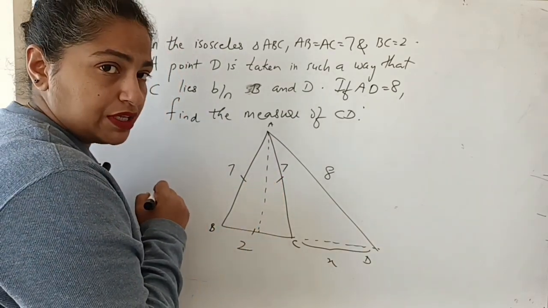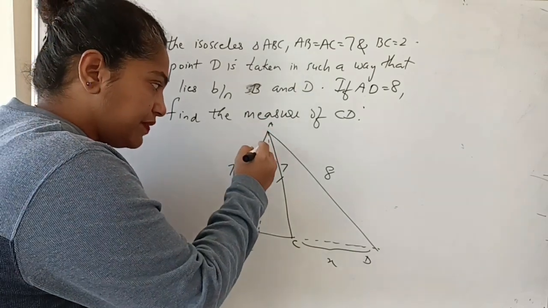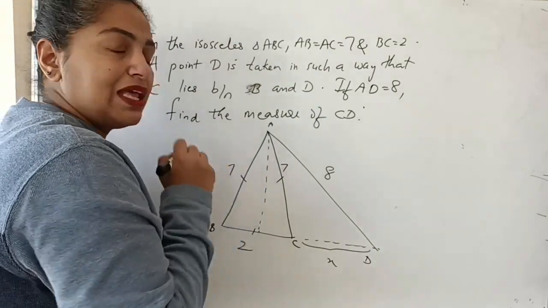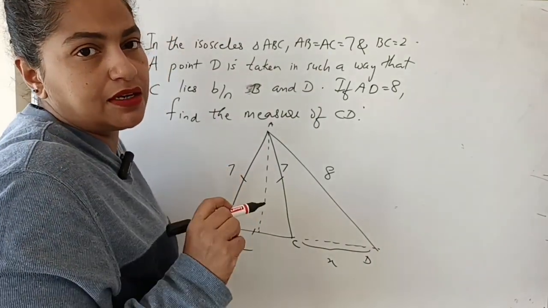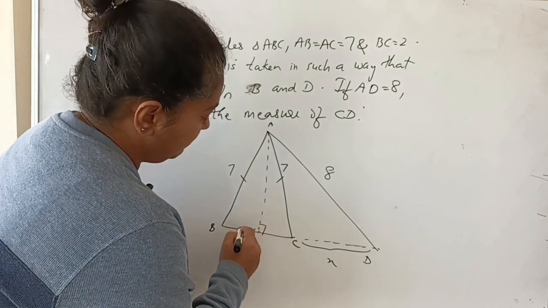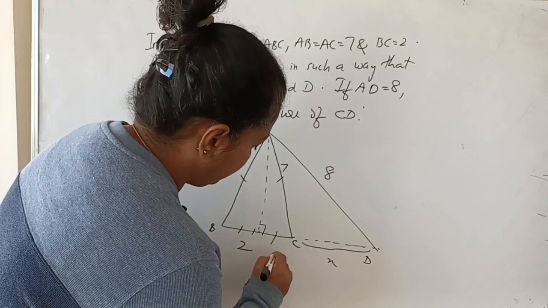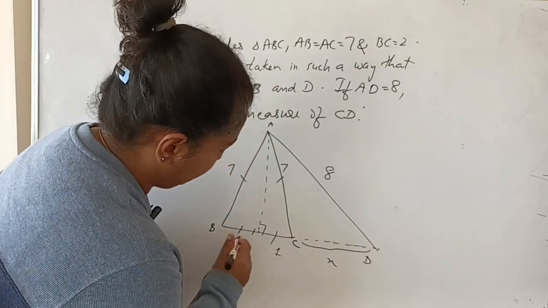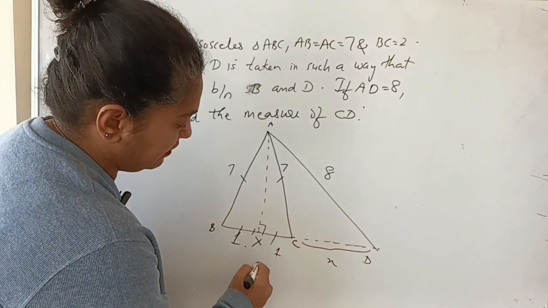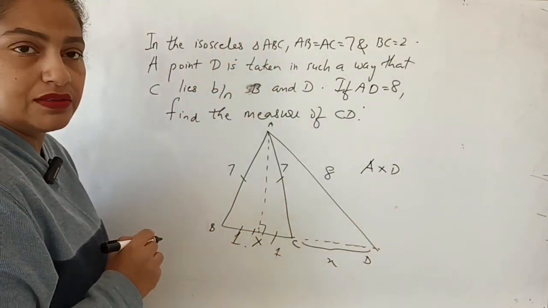Now, drop a perpendicular over here. Because this is an isosceles triangle, the perpendicular from the opposite vertex will also be the angle bisector, and will also be the median. That is a basic property of an isosceles triangle. So, this will be 1 and this will be 1. Agreed? Now suppose this is x. AXD is a right angle triangle.